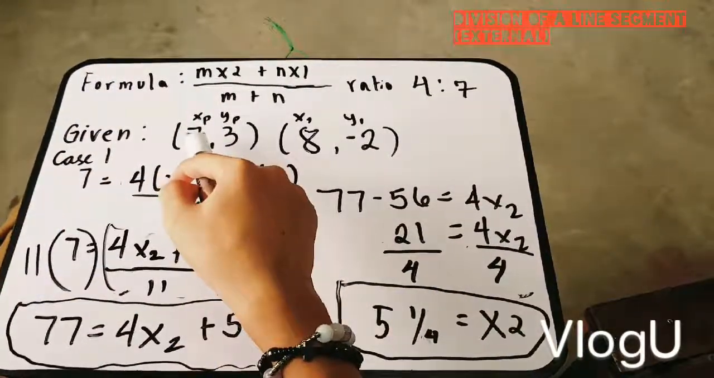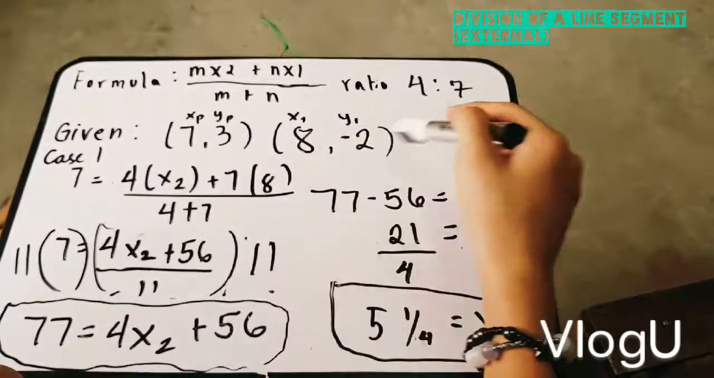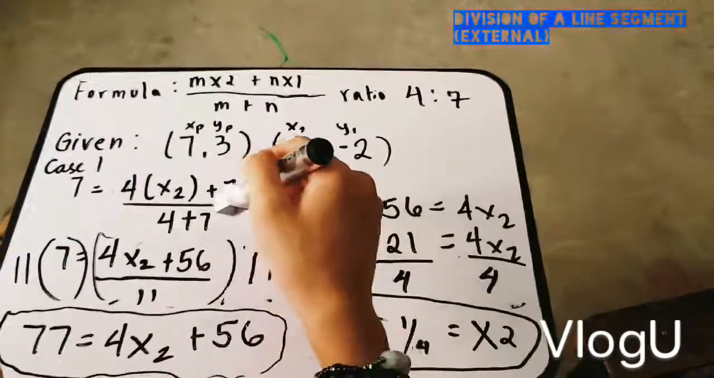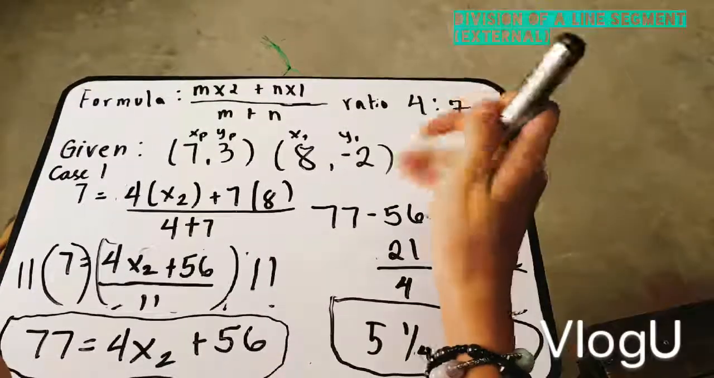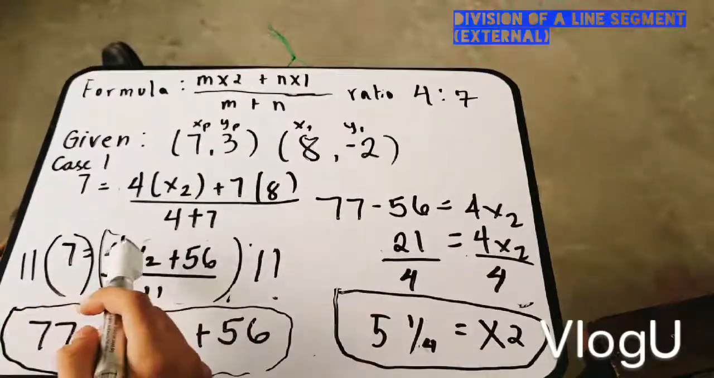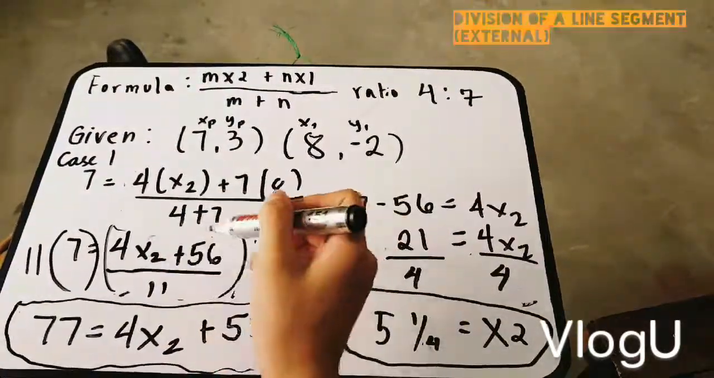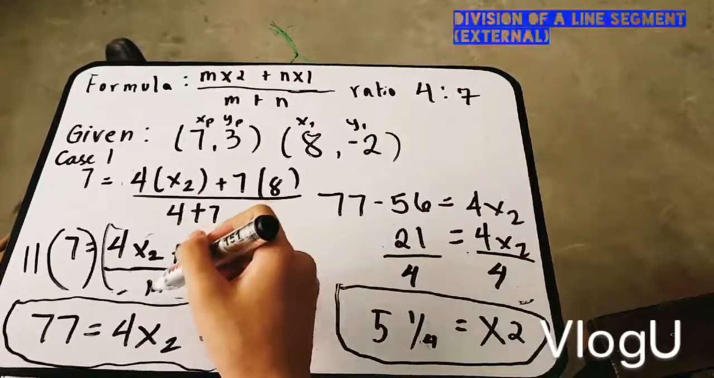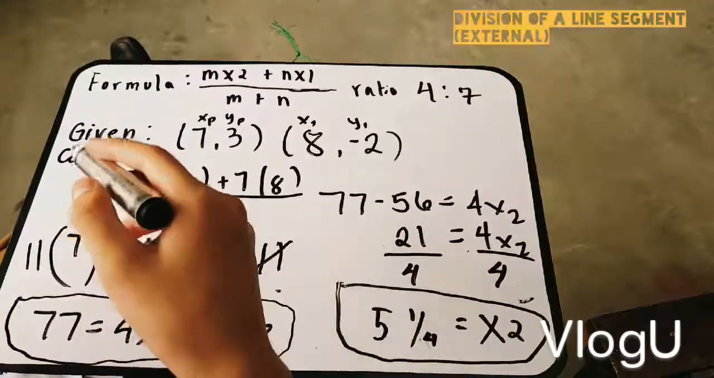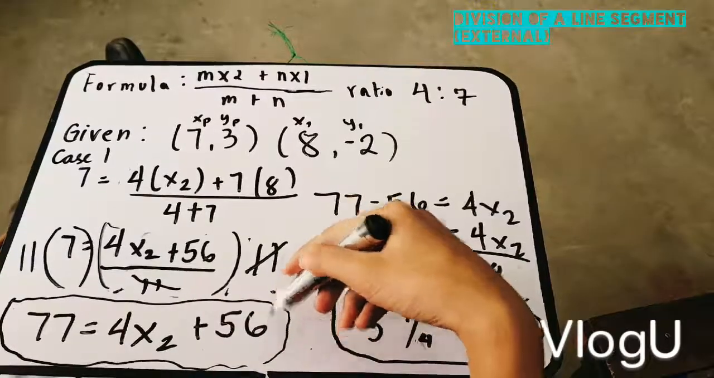7 is for our xp, 4 is for our ratio, x2 is not given yet, plus 7, which is our n, and 8, which is our x of 1, over m plus n, which is 4 plus 7. After solving this equation, we will get 7 is equal to 4x of 2 plus 56 over 11. So now, we will multiply this equation by 11 to remove the denominator. So 11 divided by 11 signifies nothing, and 11 multiplied by 7 is 77 equals 4x of 2 plus 56.